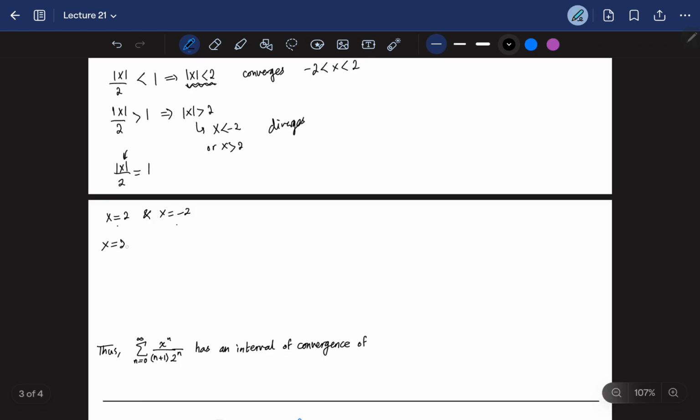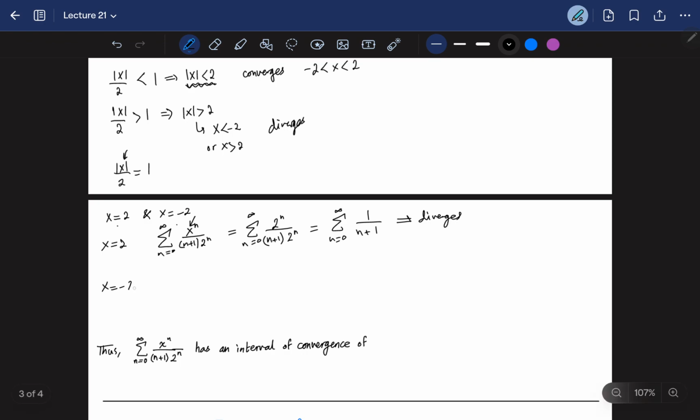So if x equals 2, if I replug it into my series, so let's remember our series is x to the n over n plus 1, 2 to the n. If we plug in 2 instead of x, we're going to have the summation of 2 to the n over n plus 1, 2 to the n. If we simplify, we're going to get the summation of n plus 1 in the denominator. Now, if you look at it, this is a harmonic series, and remembering the properties of harmonic series, it diverges. So when x equals 2, my series diverges.